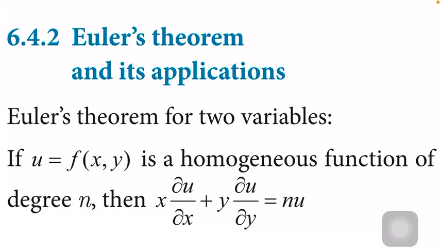And the important and interesting Euler's theorem for two variables. If u = f(x, y) is a homogeneous function of degree n, then x into ∂u/∂x plus y into ∂u/∂y is equal to n u. It is Euler's theorem. x into ∂u/∂x plus y into ∂u/∂y is equal to n into u. n is the degree of the function.